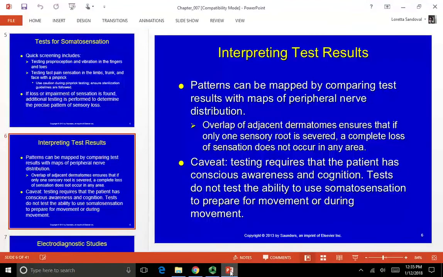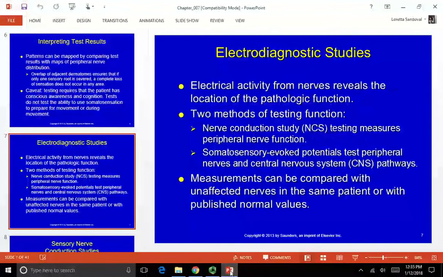The patient has to have conscious awareness and cognition in order to accurately test somatosensation. So the tests don't test the ability to use somatosensation to prepare for movement or during movement, but they just test whether the sensation is there. Okay? So the electrical activity from the nerves can reveal the location of pathologic function.